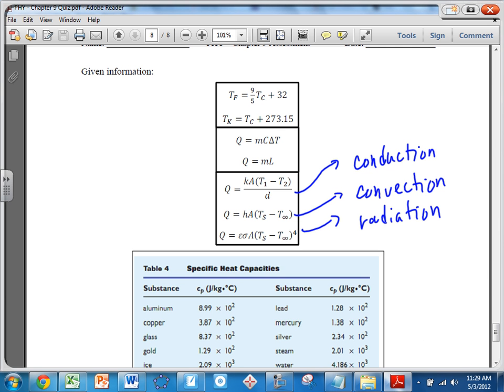Now, some key things to know, and we discussed this in class. For conduction, what is the important thing? There are three important things for conduction. Contact area. The more contact area you have, take your hand and put it on your desk. You can feel the heat transferring from your hand into the desk. If you take a single finger and do that, much less heat is transferring, because you have less surface area. That's where this A comes from.